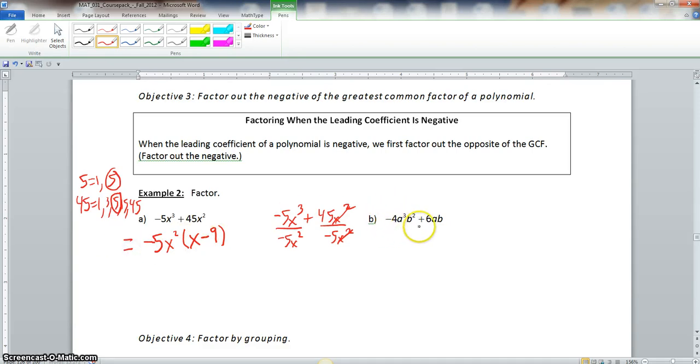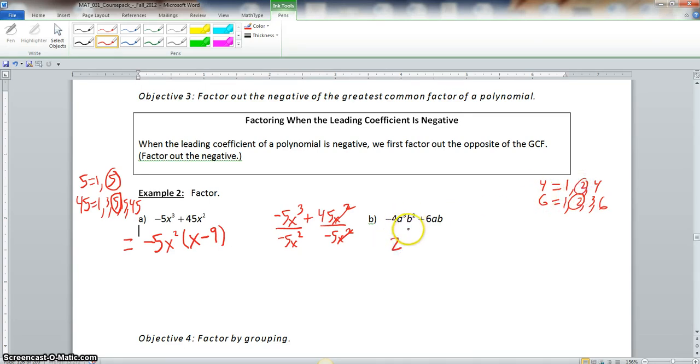Now we go here to B. We can go off to the side here. We'll take the factors of 4 and the factors of 6. 4 is 1, 2, and 4. And the factors of 6 is 1, 2, 3, and 6. So we see here that the greatest common factor of 4 and 6 is 2.